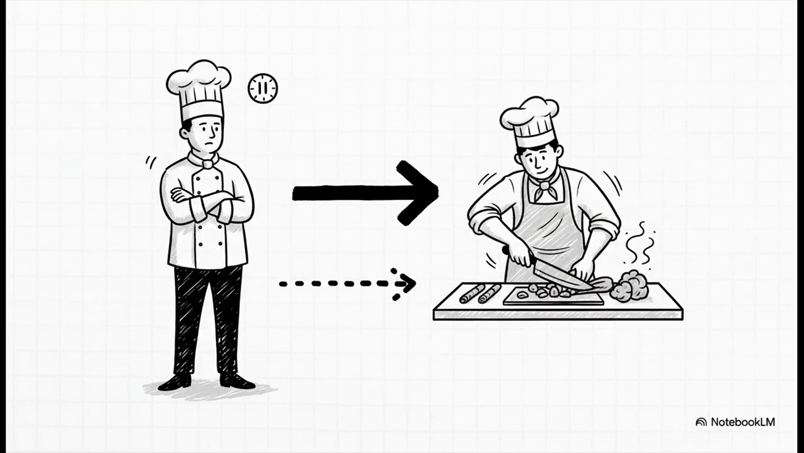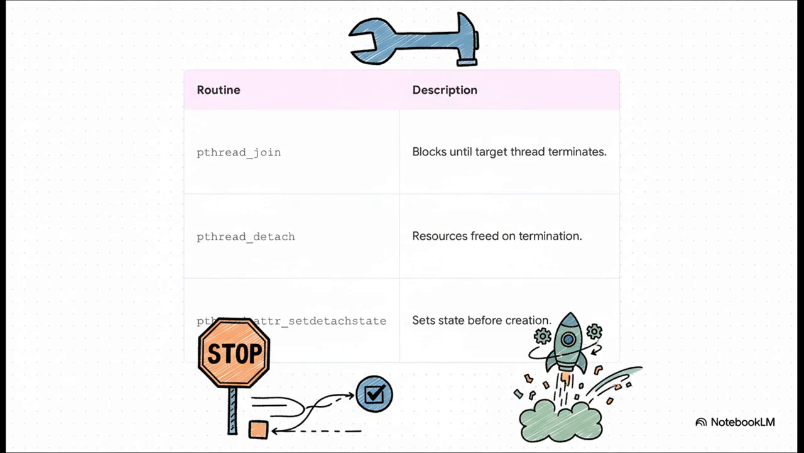Let's go back to our kitchen for a second. Joining is basically the head chef looking at an assistant and saying, okay, your job is to chop all these onions. I am going to stand right here and wait, and I'm not doing anything else until you come back and tell me you are completely finished. That pause, that intentional wait, is synchronization. Now, the POSIX standard gives us a whole toolkit for this stuff. But honestly, the one you're going to hear about the most is pthread_join. That is the specific command that tells your program, pause, stop right here, and wait for that specific thread to finish its job. The other commands are helpers, letting you manage that joinable or detached state.